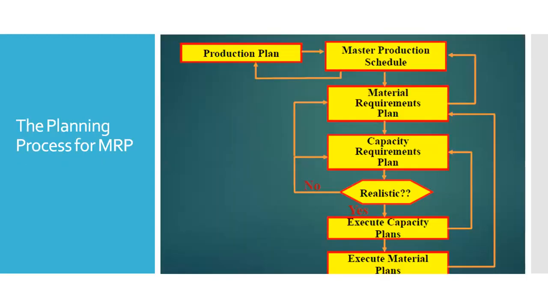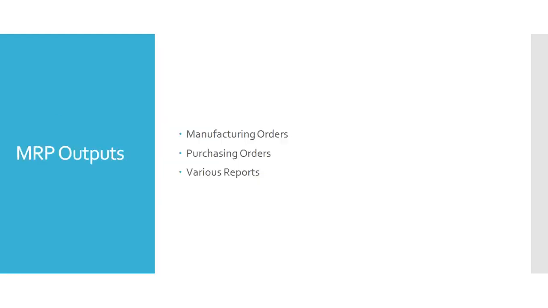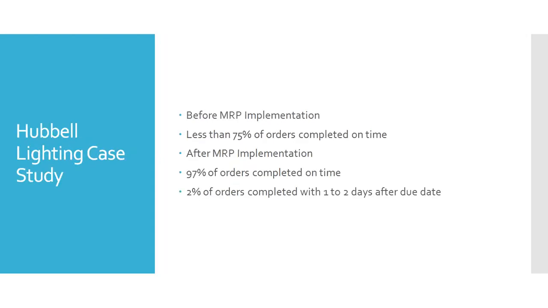Planning process for MRP. Okay, what is the planning process for MRP? You have a master production schedule, which is a part of the production plan, and material requirement planning is there, MRP. Then the capacity requirement will be related to realistic component, execute capacity plans, and execute the material plans. The MRP outputs are manufacturing orders, purchasing orders, and various reports.